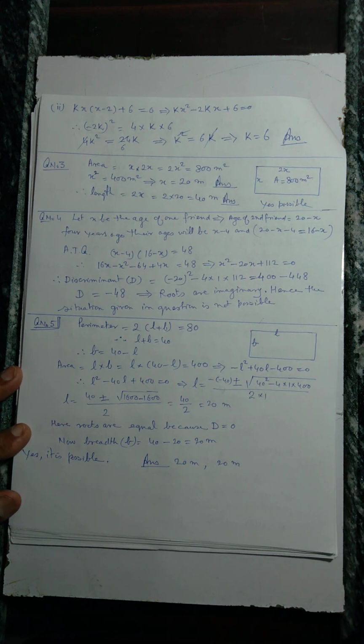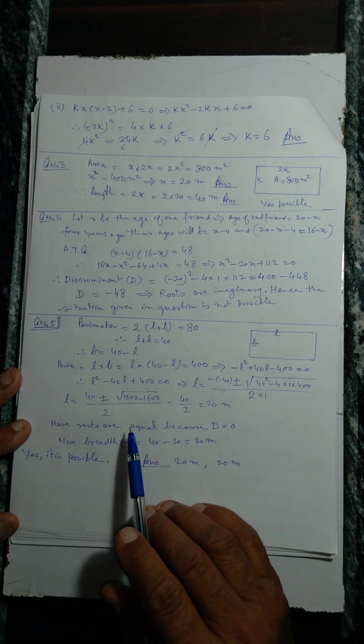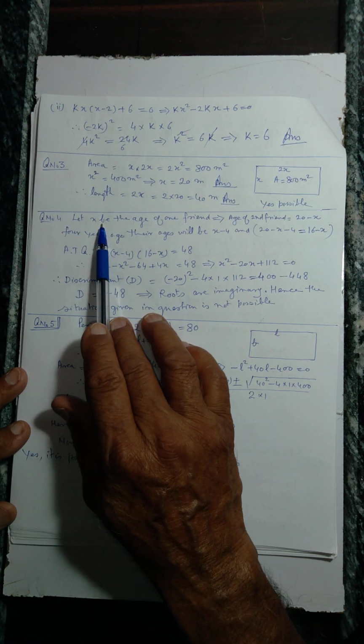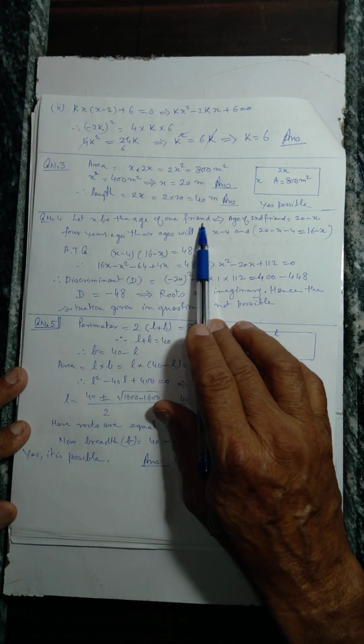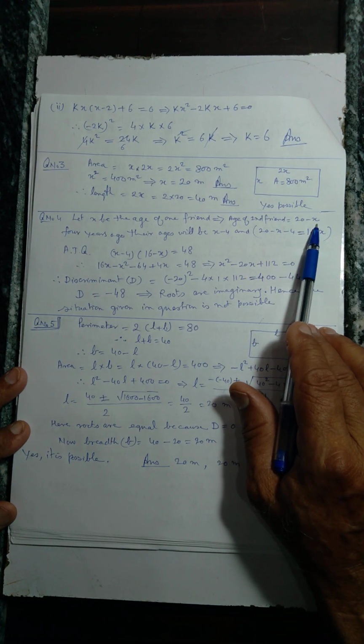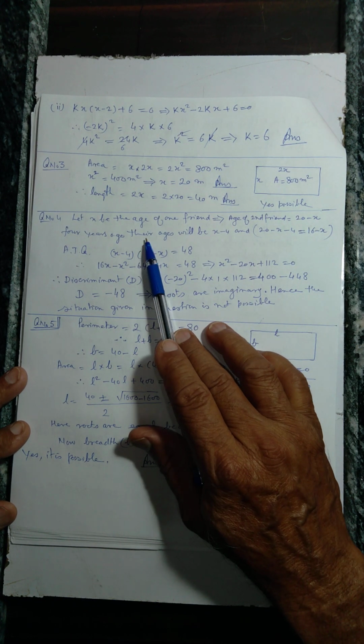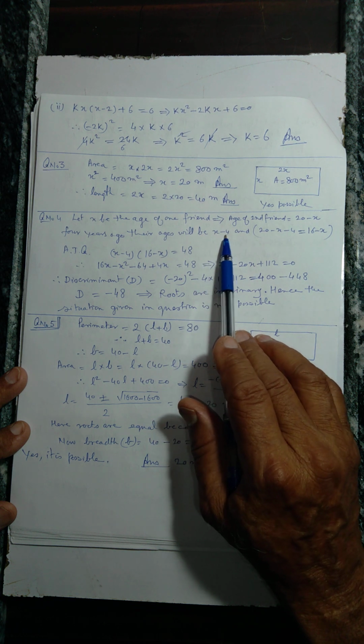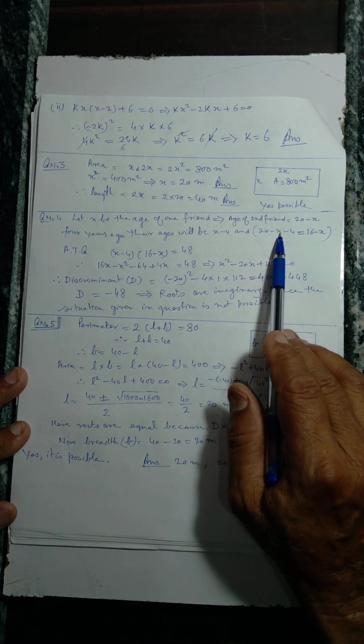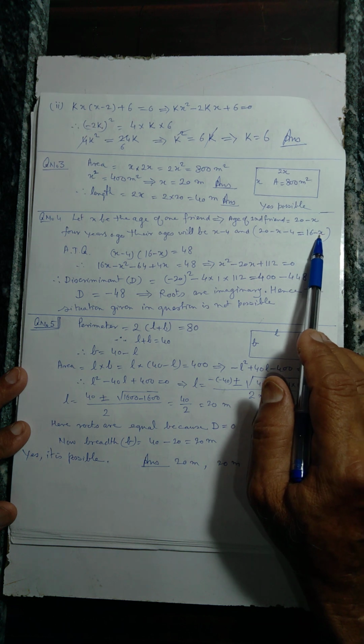Now proceed to question number 4. Question number 4 states: is the following situation possible? If so, determine their present age. The sum of the ages of the two friends is 20 years. 4 years ago, the product of their ages in years was 48. Now see, let x be the age of one friend. So the age of the second friend will be 20 minus x. 4 years ago, their ages will be x minus 4 and 20 minus x minus 4, that is 16 minus x.